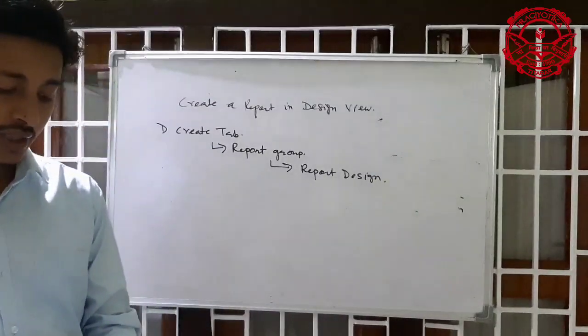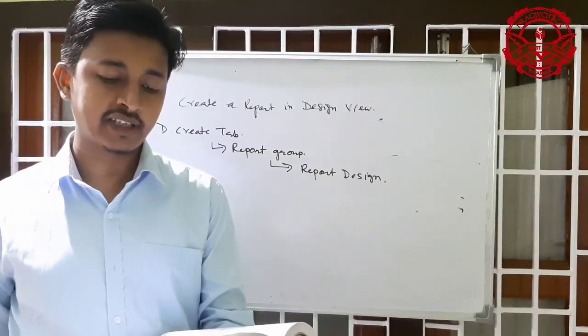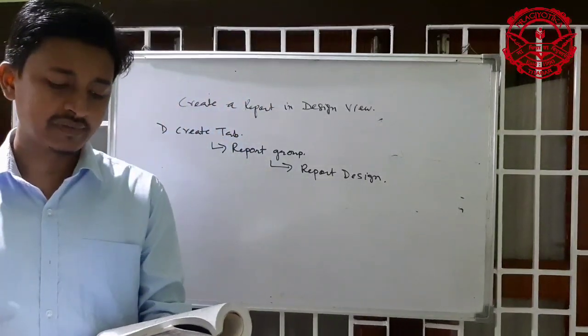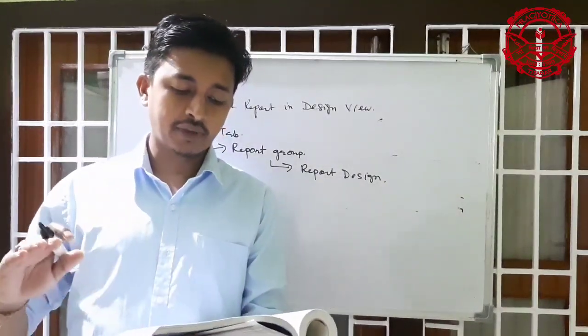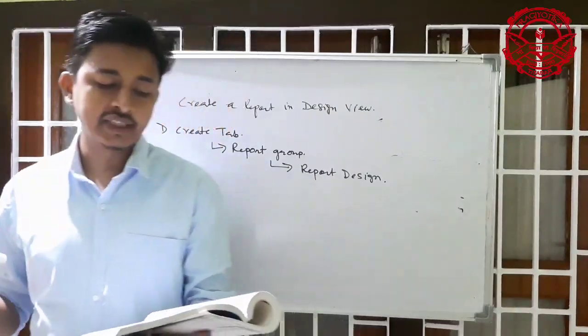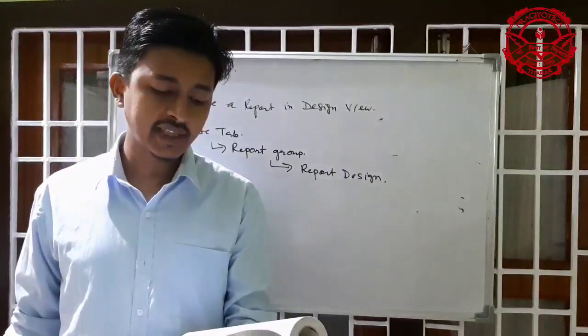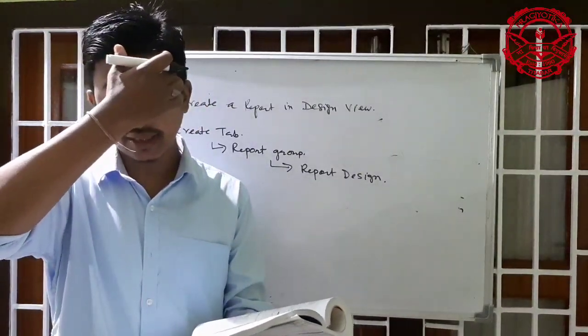In the design tools, you can see design, arrange, format and page setup. In the report design tool, there are many things: design, arrange, format and page setup. Everything you can do with the help of this report design tool. Next, click the design tab in the tool groups and click add existing fields.